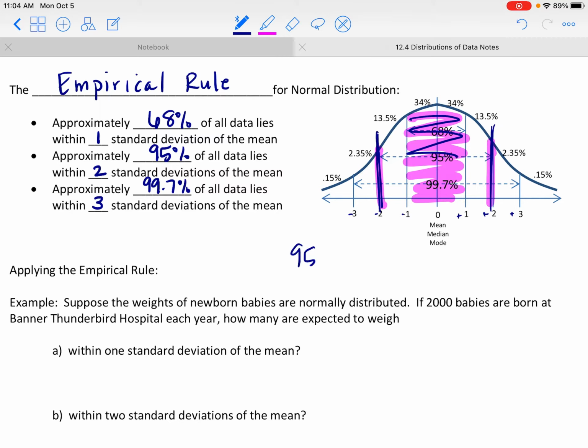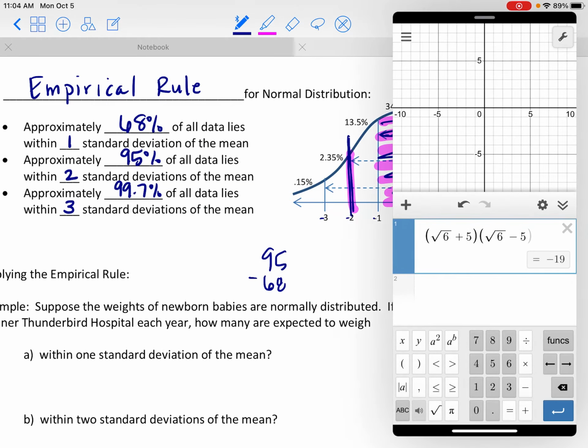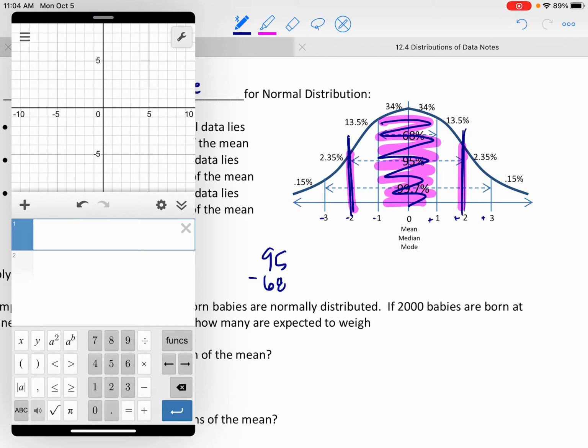If we subtract out the 68% that we know is within 1 standard deviation, let me use my calculator here. If I have 95% in that window altogether and I subtract out that 68%, that leaves me 27%. If I cut that in half, because there's symmetry here, the little piece that's left here and the little piece that's left here, if I divide 27 by 2, that leaves 13.5% to go in this little section and 13.5% to go in that section.